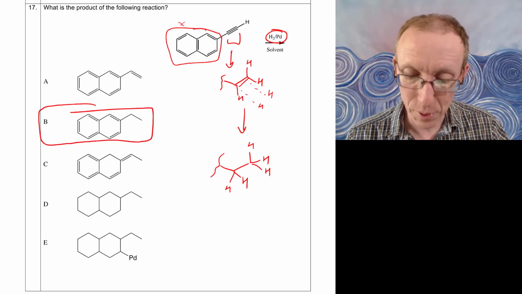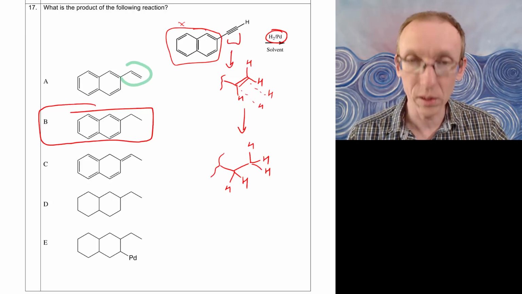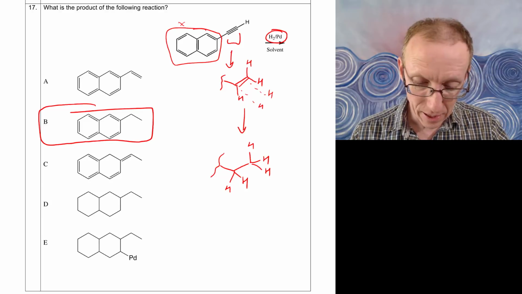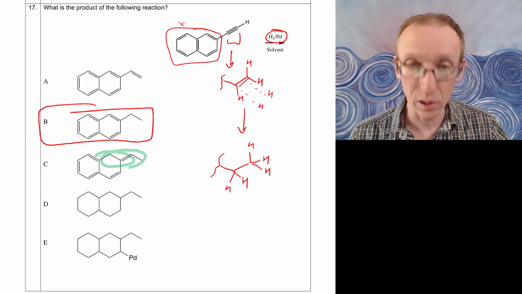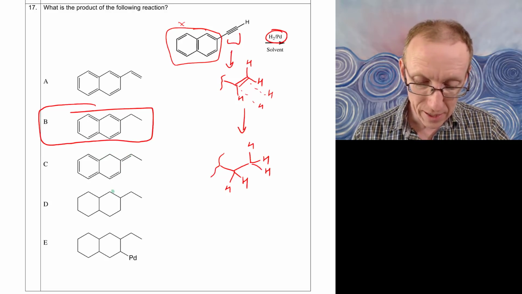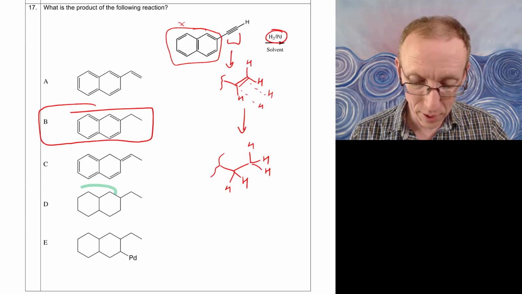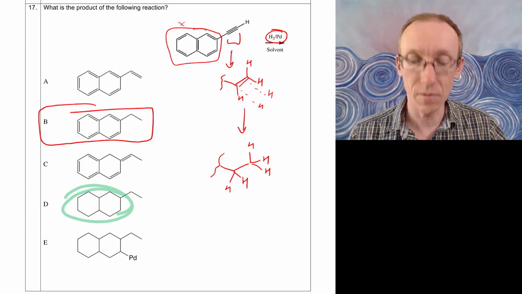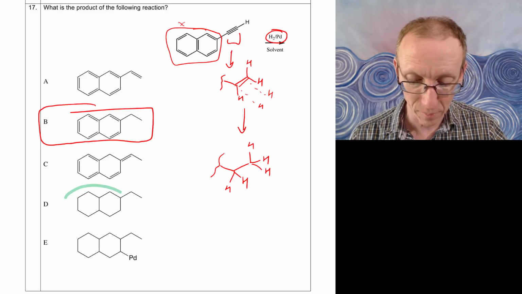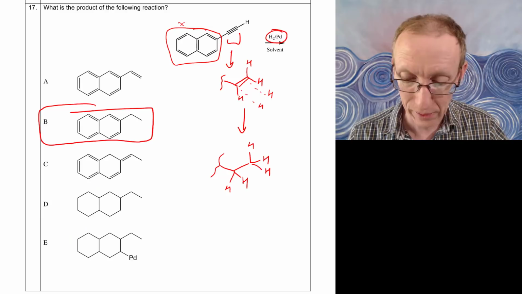Answer A is what you would get out of Lindlar's catalyst, where we can stop at the 1 lot of hydrogen being added. Answer C is just moving one of the double bonds out of conjugation, so it's no longer aromatic. That would be bad. Answer D, we've hydrogenated all of the pi bonds, which is quite difficult to do with an aromatic system because the aromatic rings are stabilized by aromaticity. And answer E doesn't really make any sense.